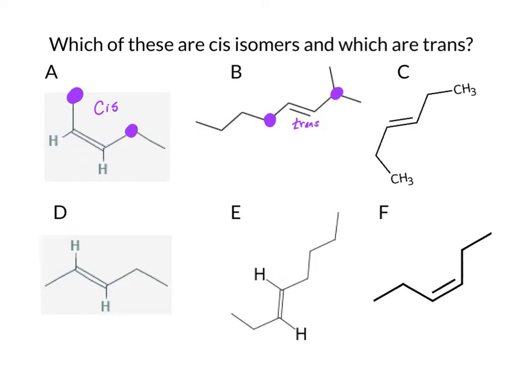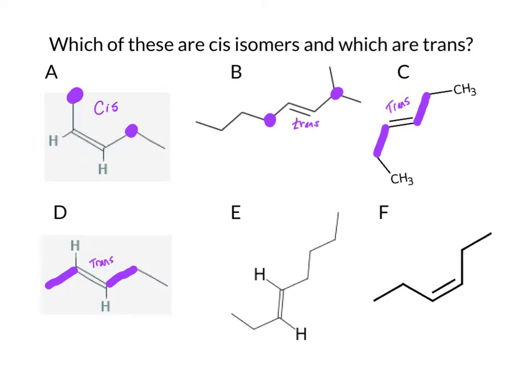And we look at letter C, and we see that one is pointing up, one is pointing down. Again, we have a trans isomer. We look at letter D. We see that one hydrogen's up, one hydrogen's down, but again, we're focusing on the carbon. So we have one carbon down and the other carbon pointing up. That is a trans isomer.